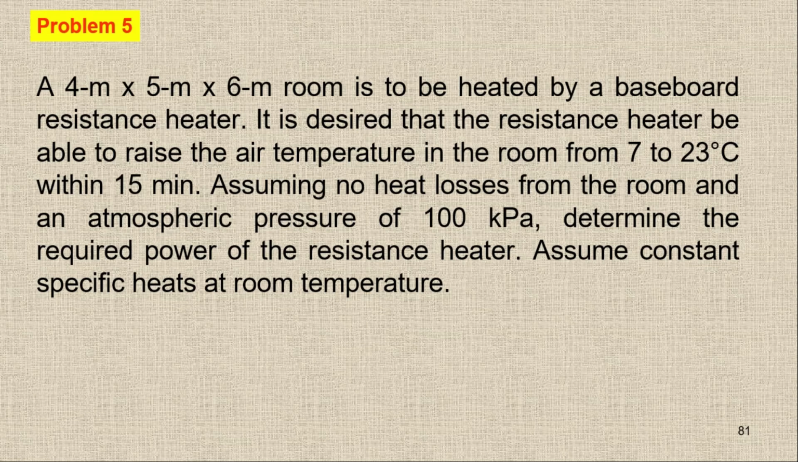It is desired that the resistance heater be able to raise the air temperature in the room from 7 to 23 degrees Celsius, so delta T is given, within 15 minutes. So time is also given, 15 minutes, and you have to multiply by 60 to get the time in seconds. Assuming no heat loss from the room, so there is no Q out, and an atmospheric pressure of 100 kilopascal, determine the required power of the resistance heater. Assume constant specific heat at room temperature.